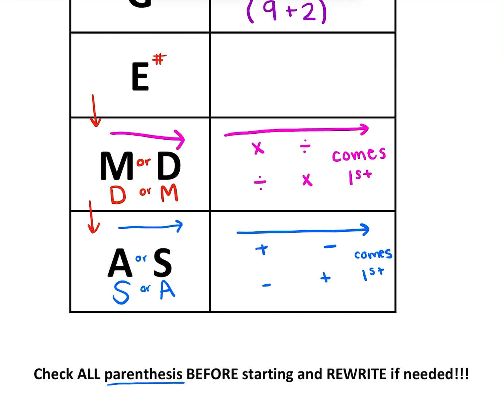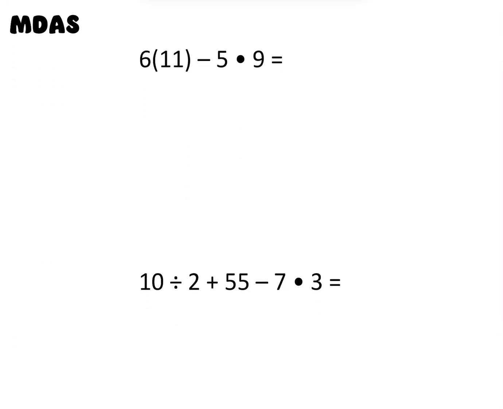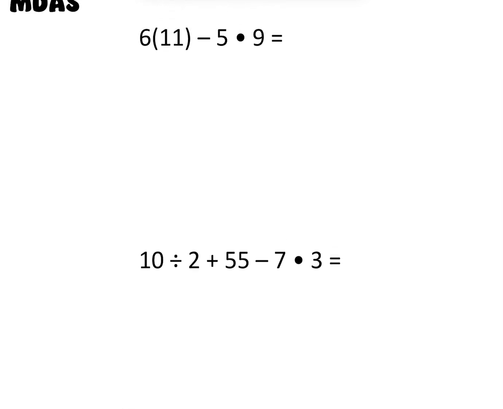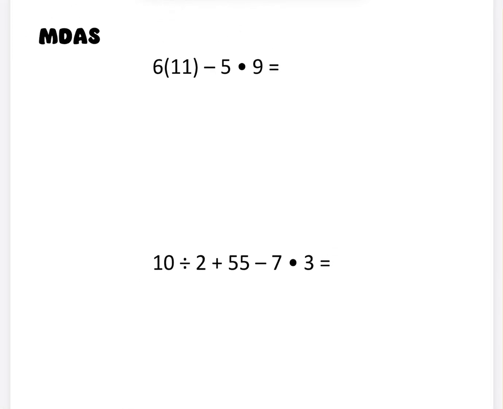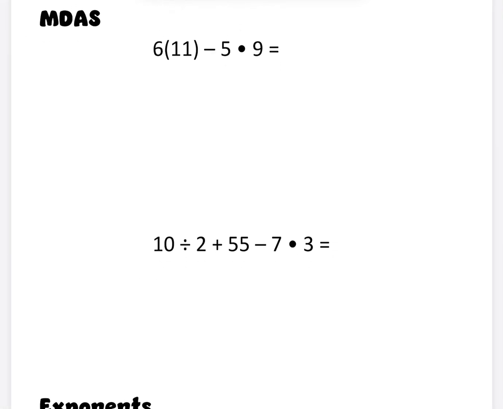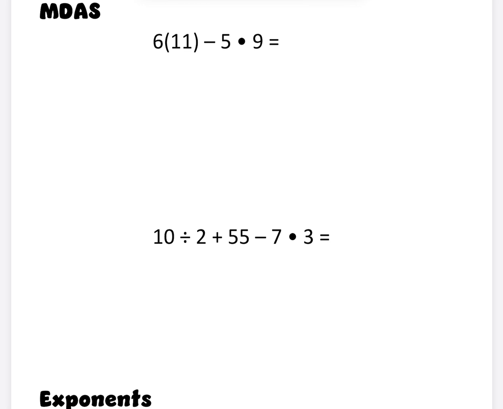Last thing, we check all parentheses before starting and rewrite. Because sometimes, like I said, if it's like 9 parentheses 2, we would rewrite that as 9 times 2. But if it was 9 plus 2 inside the parentheses, we could leave it like that. So we really need to pay attention to those. And then we are only doing these first 2 problems today. And then we will do the rest of our notes at a later date.